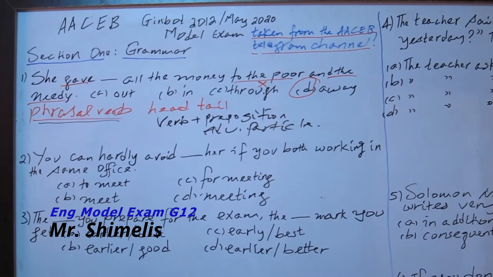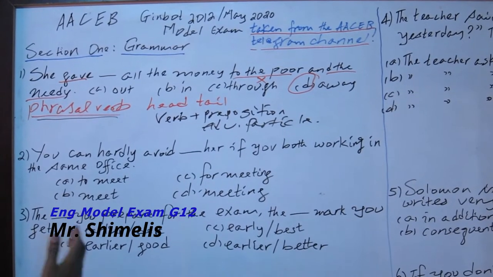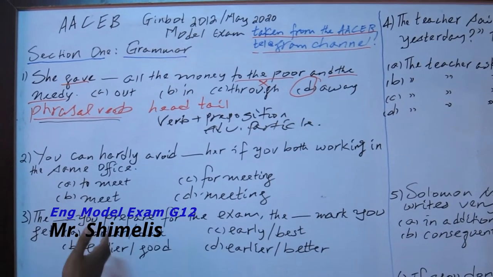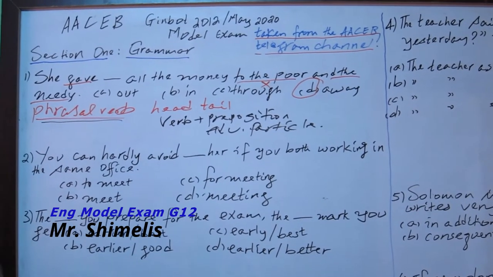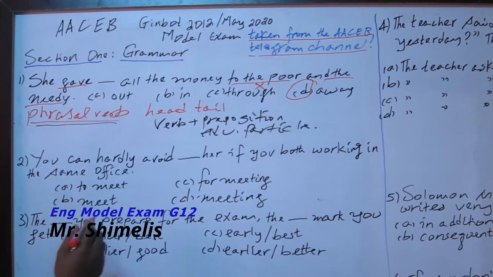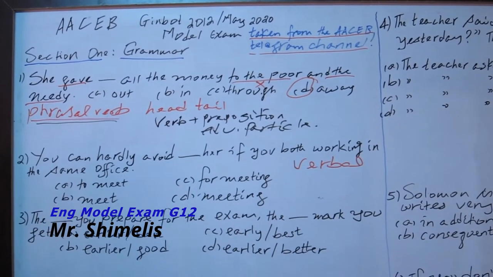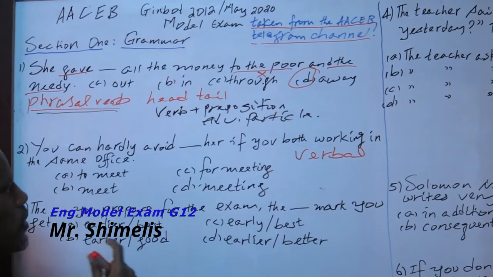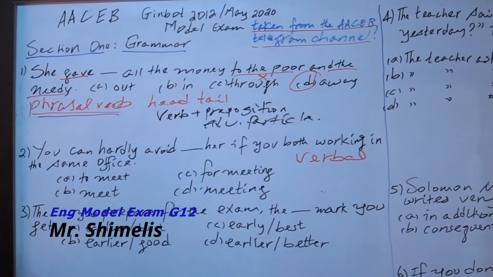You can hardly avoid dash her if you both work in the same office. A, to meet. B, meet. C, for meeting. D, meeting. Now this question is again, as I told you before, from a grammar aspect: verbals, okay? I hope you know what verbals mean. They are special word forms which are derived from a verb. So verbals are not tense verbs, because they don't show number, they don't show tense, okay?